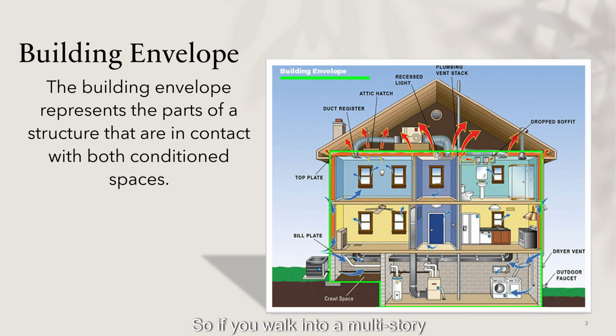So if you walk into a multi-story home and there's only one furnace and AC for the entire place, they're going to have problems. And unfortunately, there's not much that can be done. The only thing that I really can suggest is a mini split system to help condition that space. So we really have an energy efficient home here that we've incorporated.